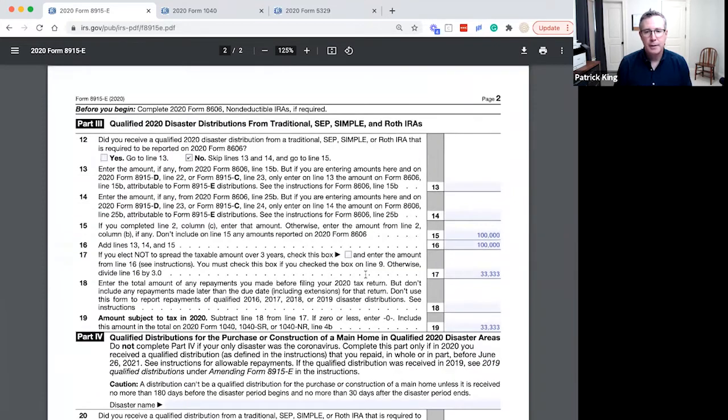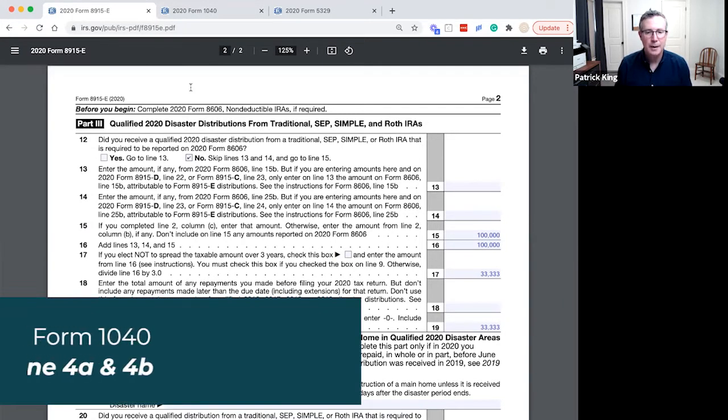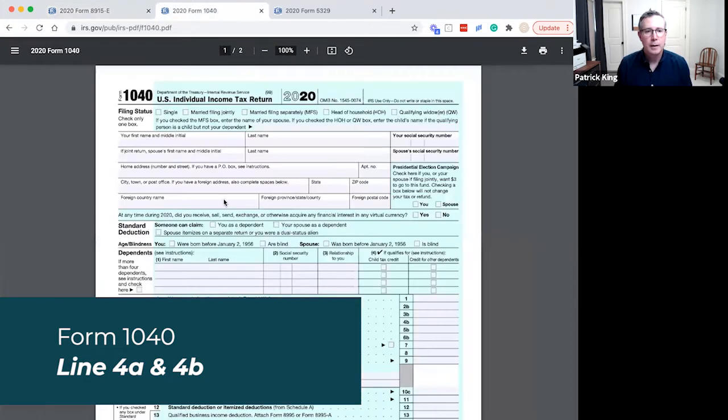So there we go. In this case, $100,000 withdrawal in 2020. We want to make sure that we get our CARES Act benefits. We go through part 3 essentially, and then we got this $333. Now, what do you do with it? Here we go. We go over to Form 1040, as it tells you. Form 1040 is just your normal tax return.